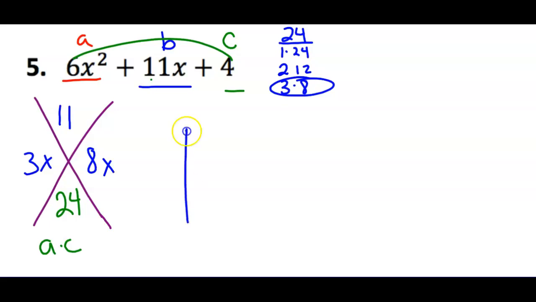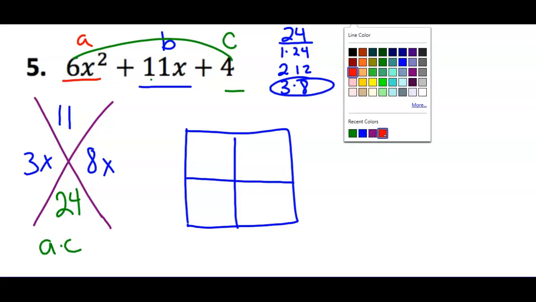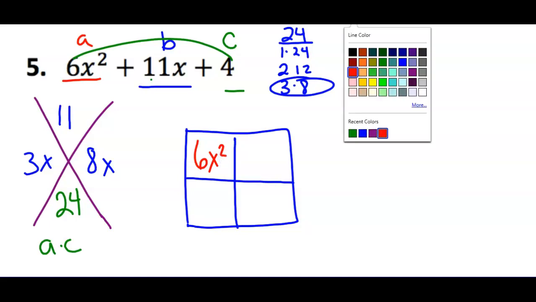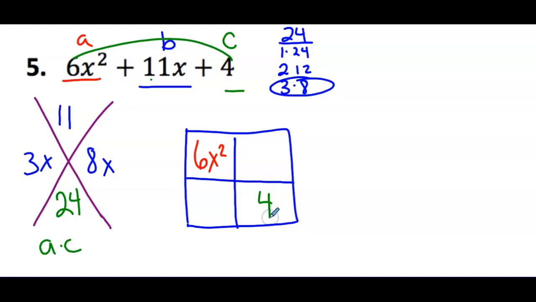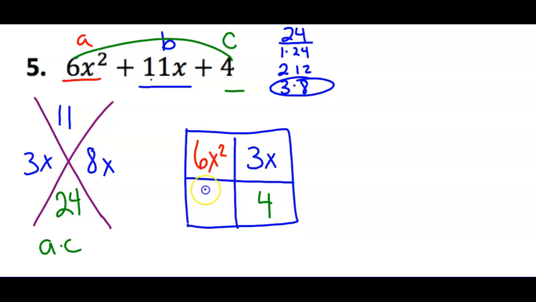I did my diamond, now I need to set up my box. Okay? It's always going to be a 4x4 box. This piece is always going to be my A plus its variable. This is always going to be my C. And this is always going to be what I have here. Okay, it doesn't matter what order. It could be 8x here and 3x there. Okay? So, take a look at that. Try and take out the common factors and I'll come back in a second.